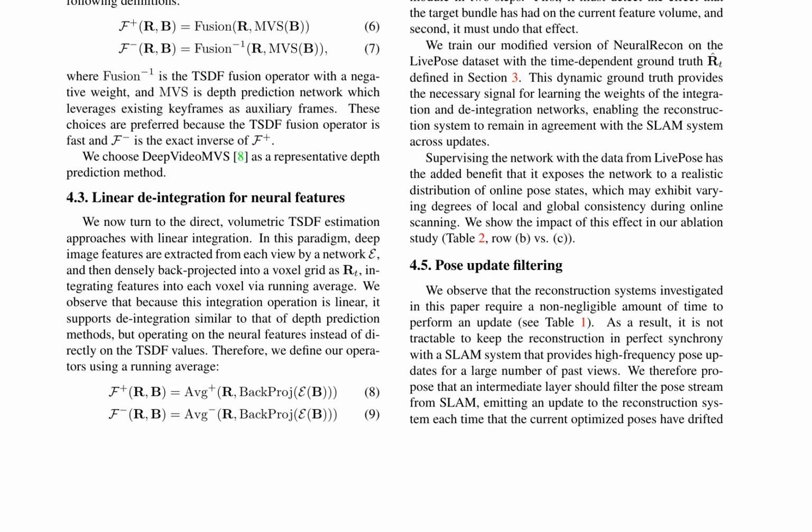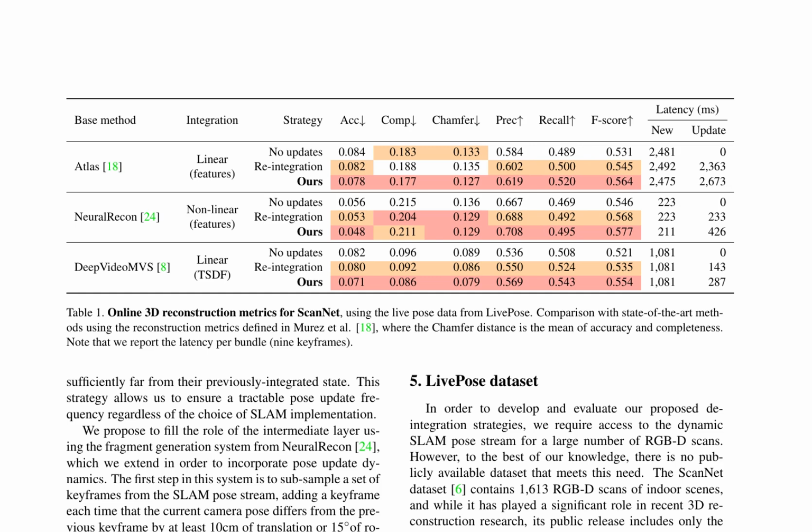To filter the pose stream from SLAM, an intermediate layer is proposed, emitting an update to the reconstruction system when the current optimized poses have drifted significantly. This is necessary because the reconstruction systems require a non-negligible amount of time to perform an update, making it intractable to keep the reconstruction in perfect synchrony with a SLAM system providing high-frequency pose updates for a large number of past views.